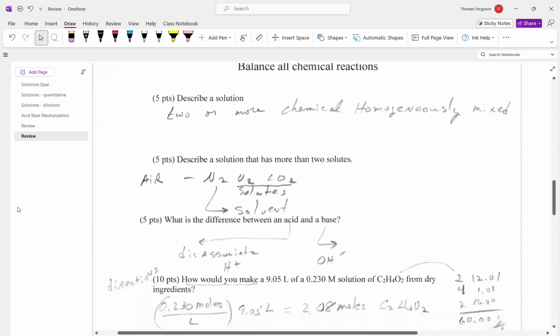Okay, describe a solution. Two or more chemicals homogeneously mixed as opposed to heterogeneously mixed. Homo means you can't tell them apart, like vodka, water and ethanol. You can't tell the water from the ethanol, perfectly mixed, as opposed to vinaigrette, oil and vinegar. That is a heterogeneous mix, definitely not a solution.